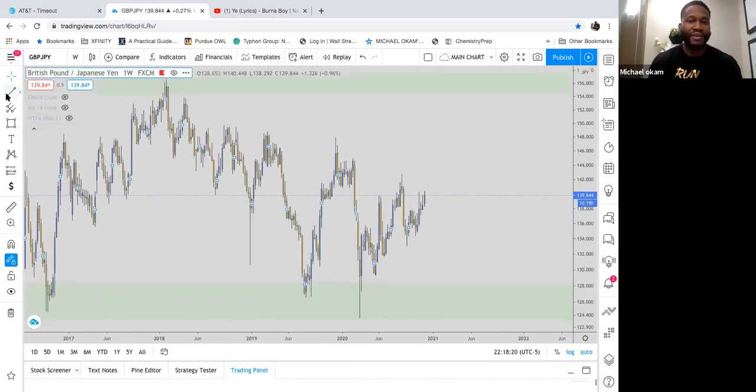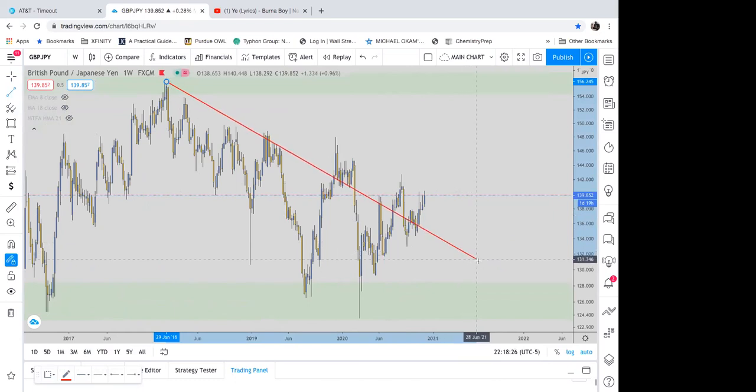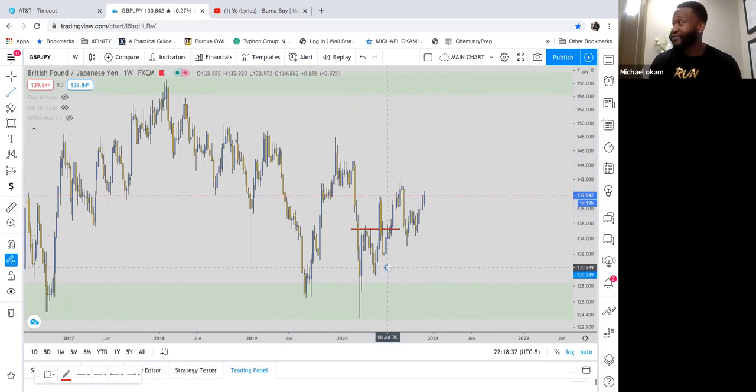Okay, let me make this make sense for y'all. If we look at the trend, it's a downtrend. Look at this. What was this right here? This structure, it broke. It broke structure, right? So then we need to know where that area is.